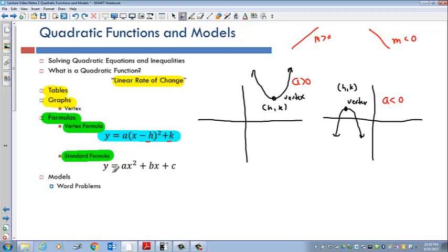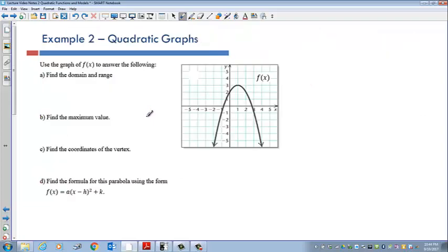The standard formula is something you're probably most used to, y equals ax squared plus bx plus c. It's nice for the quadratic formula if you're solving an equation, but this one's really nice for interpretation, and we'll come back to it in a little bit. But let's first take a look at an example.